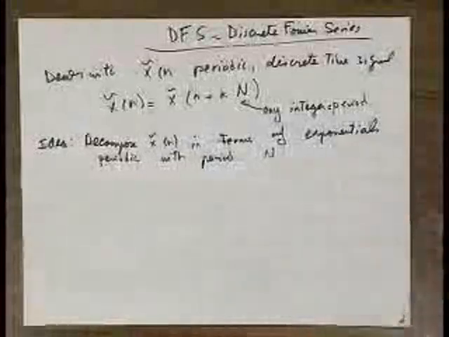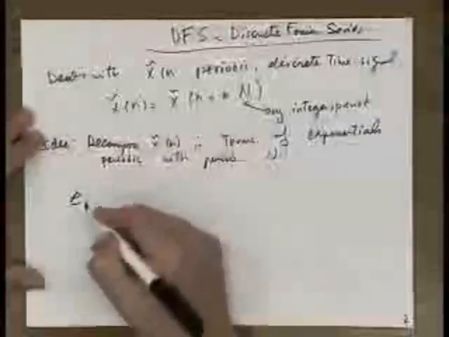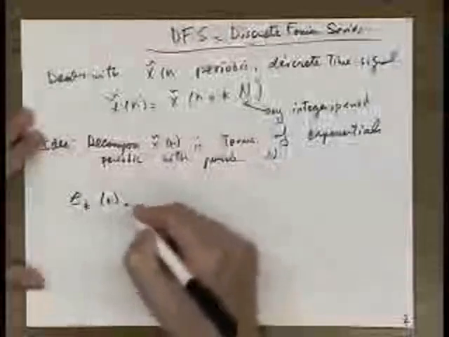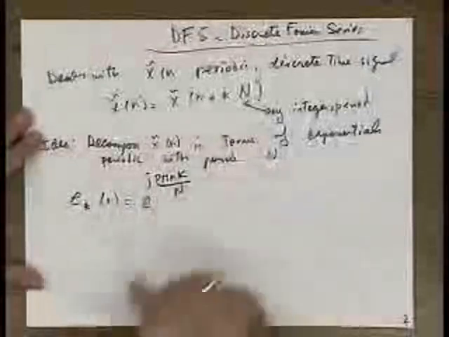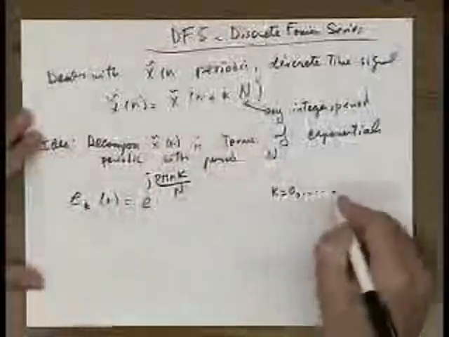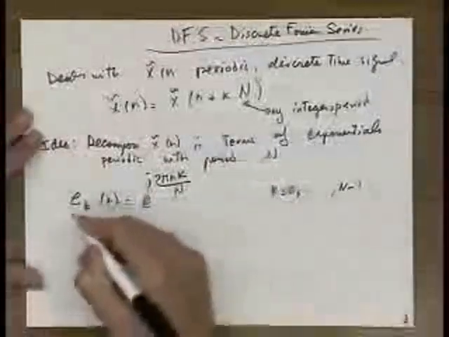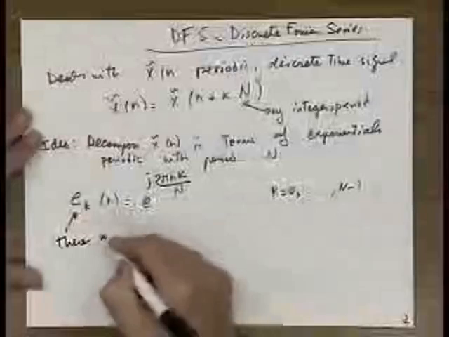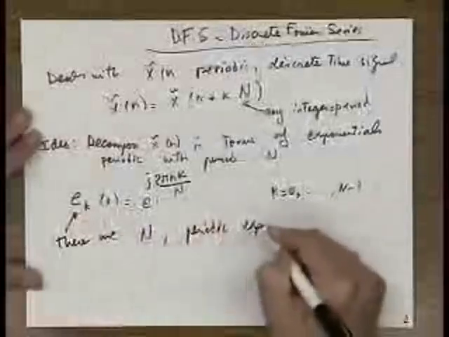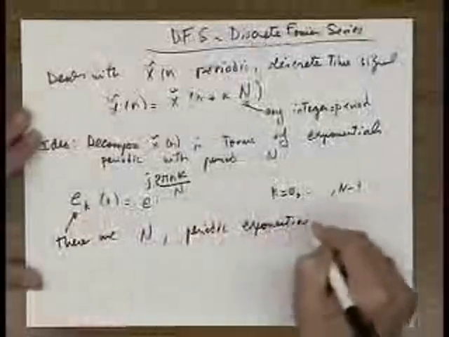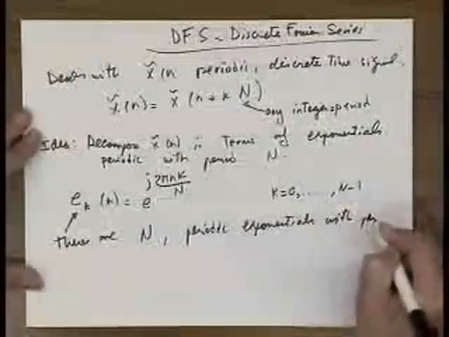And what are those? They're denoted by this: e sub k of n is e to the power of j 2 pi nk over N, where k ranges from 0 all the way to N minus 1. So that means there are N periodic exponentials with period N.